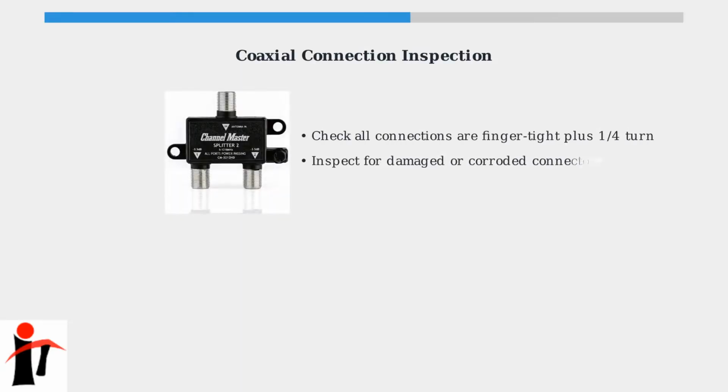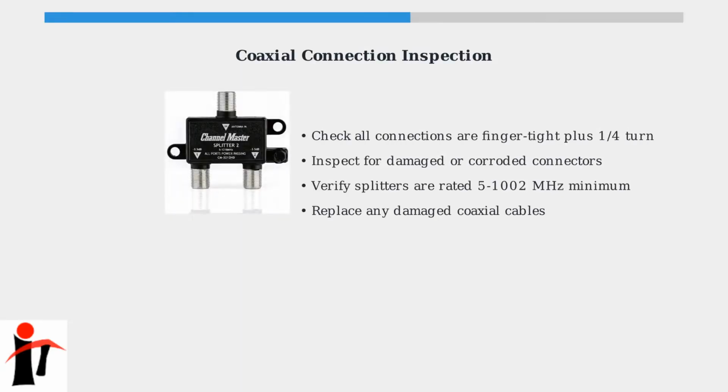When basic reboots don't resolve the channel lineup issue, it's time for advanced troubleshooting. We'll examine physical connections, signal quality, and when professional help is needed. First, inspect all coaxial connections throughout your setup. Look for loose connections, damaged cables, or corroded connectors that can disrupt signal transmission.